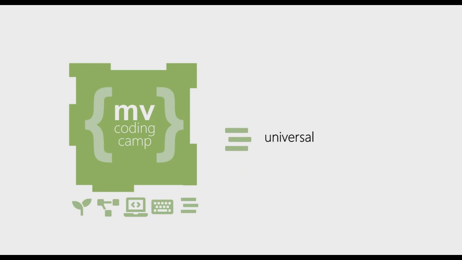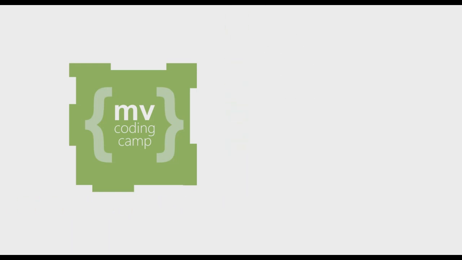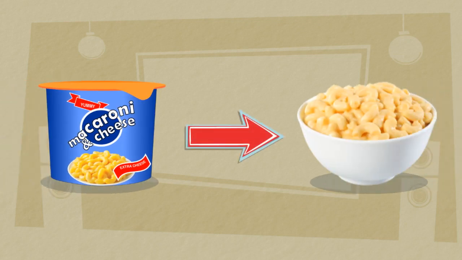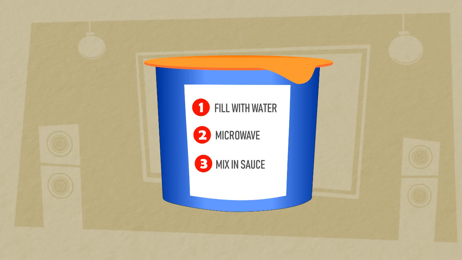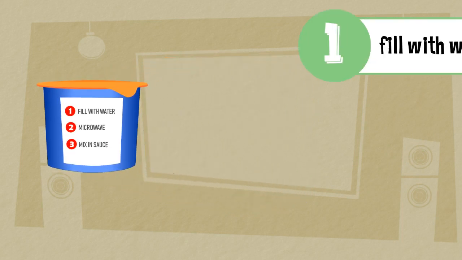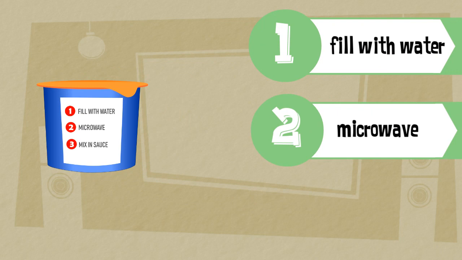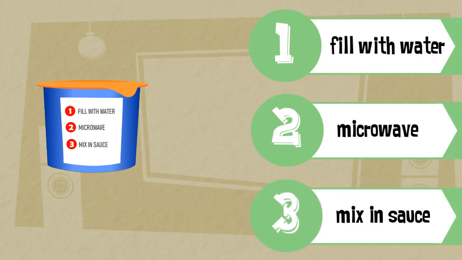Don't worry, what we'll cover applies to any programming language. Let's get started. How do you change this into this? There are usually easy step-by-step directions printed on the package. In this case, we have to fill the container with water, heat that in a microwave for a few minutes, and stir the cheese sauce into the cooked pasta.